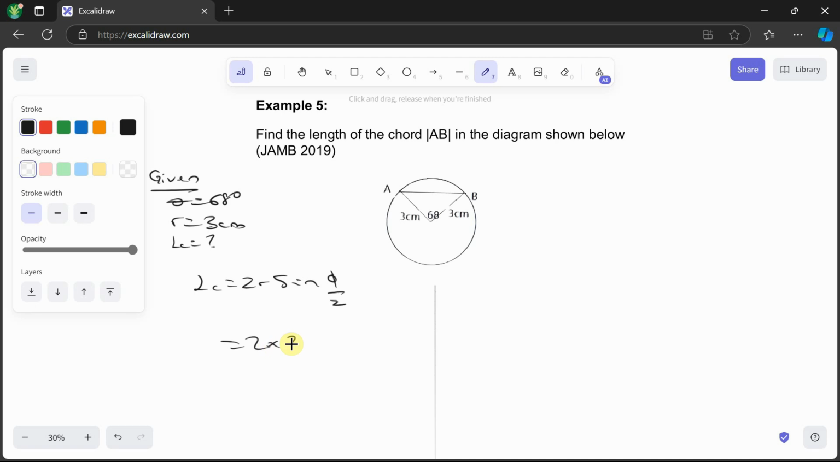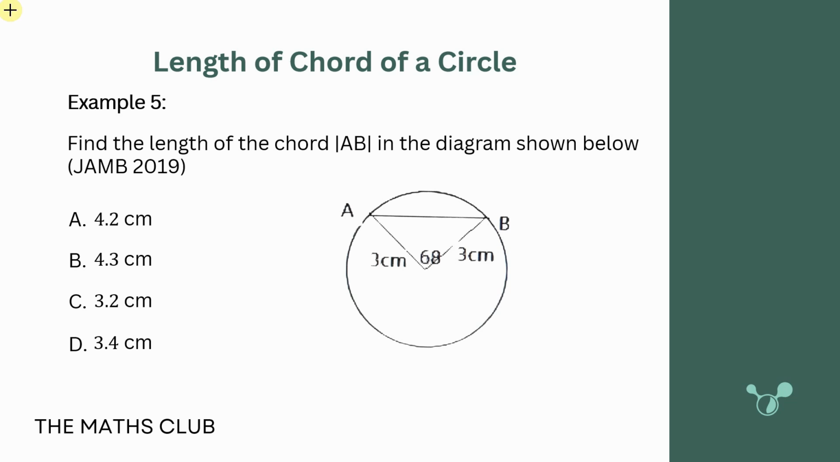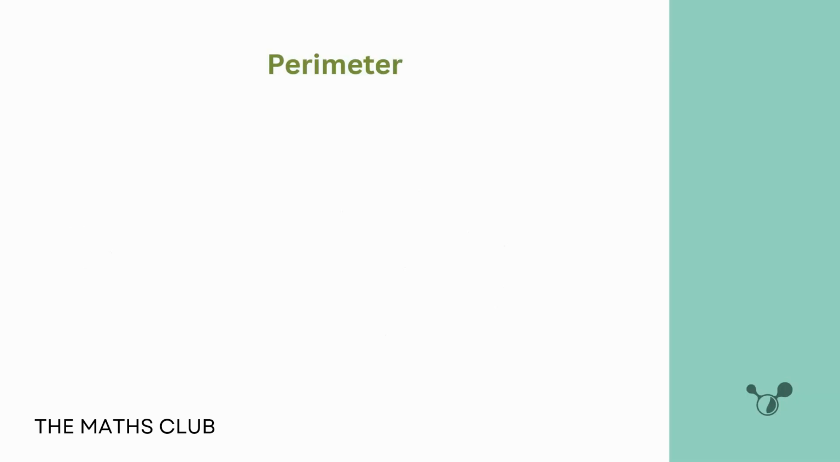So that will be 2 times 3 times sine 68 all over 2. So that will be 2 times 3 is 6 times sine 68 all over 2. That will be sine 34. So let's multiply this. 6 times sine 34 degrees is going to give you 3.36 centimeter. Of course, this is two decimal places. Let's see if our answer is correct. Okay, so the answer is in 1 decimal place. So if you have 3.36, in 1 decimal place, that will be 3.4 centimeter.